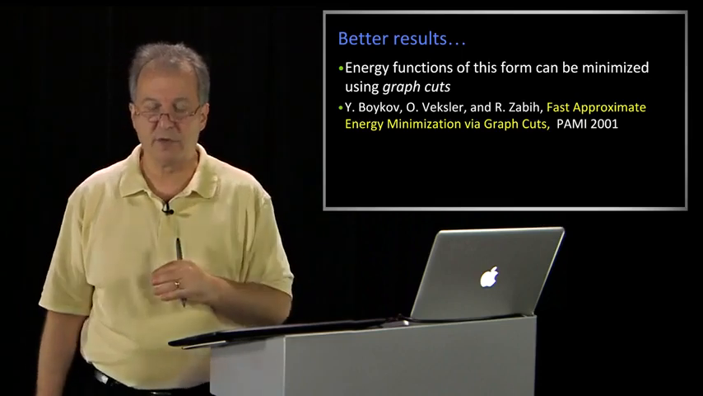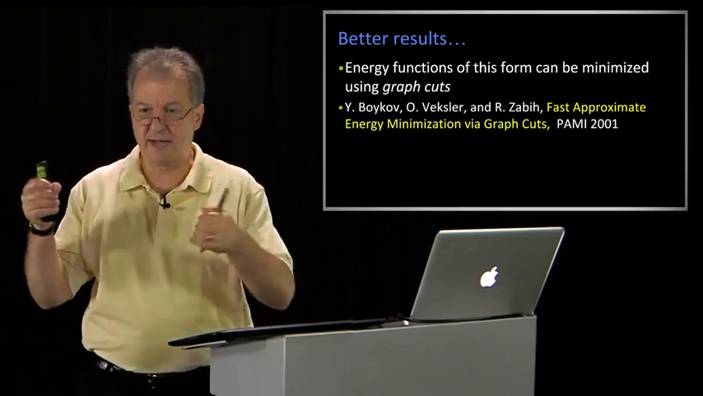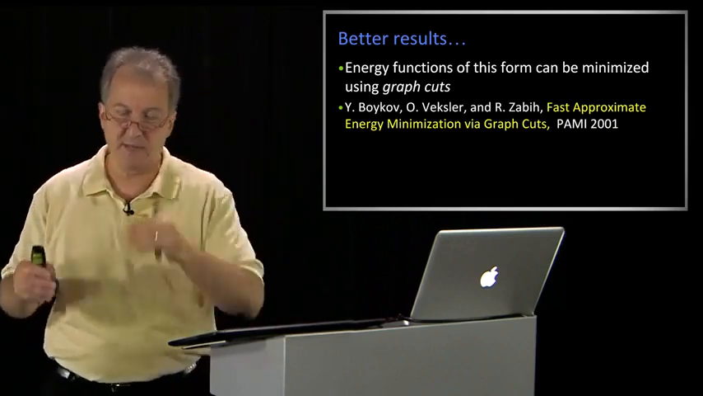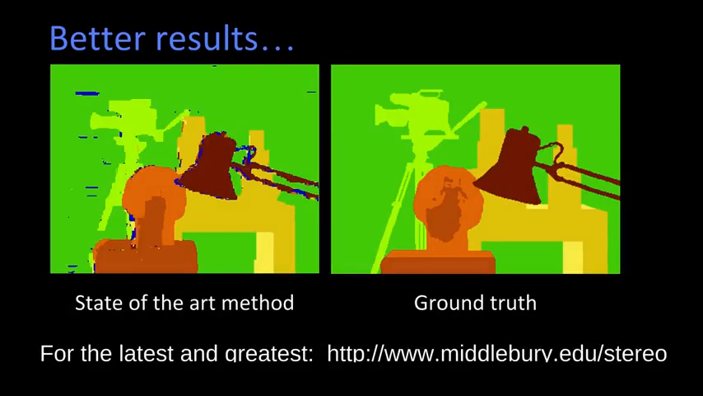Graph cuts is a well-known computer science algorithm where you have a graph and you want to cut it in such a way that minimizes some value. The cool thing was that Boykov, Veksler, and Zabih applied graph cuts to some computer vision problems, and in particular, they applied it to this stereo disparity problem. And when you do that, you get a result that looks like this. And this is pretty good.